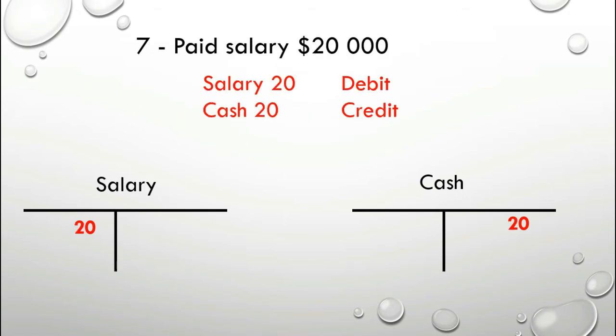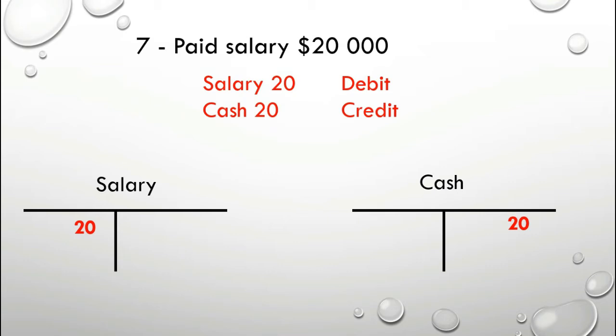Seventh transaction, paid salary 20,000. So always it's easy to think from cash perspective. Cash is going out of the business. Cash is an asset account. So 20,000 worth asset is going out of the business. So reduction in cash is always credited. So we can go to the cash account and credit 20,000.